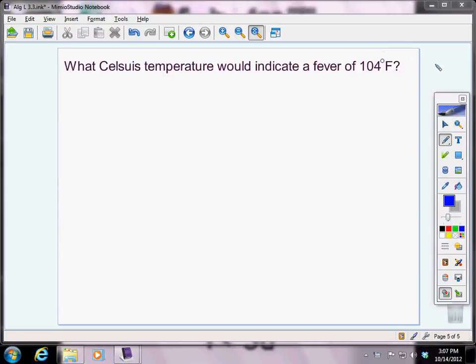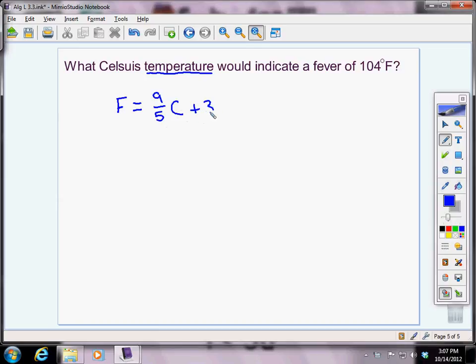If we look at this example, it says what Celsius temperature would indicate a fever of 104 degrees Fahrenheit. Since we are talking about temperature, we're going to need this formula: Fahrenheit equals 9/5 times Celsius plus 32. Now, there is a formula that would convert Fahrenheit into Celsius, but we don't really need to know each one because we know how to solve equations.